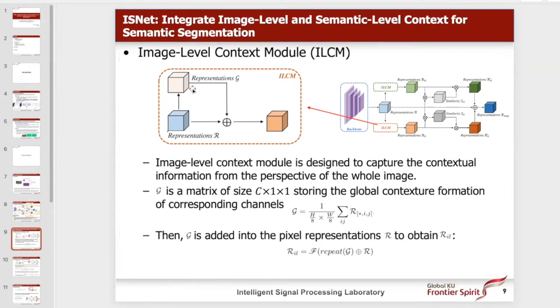This is a very simple image level contextual module. And the author said this module can be replaced by any other modules, for example, the ISPP, and it is a very universal image level module.